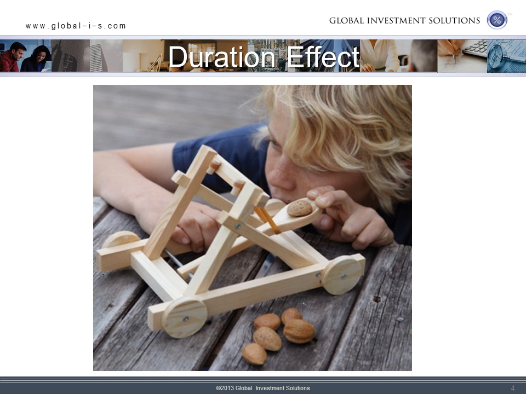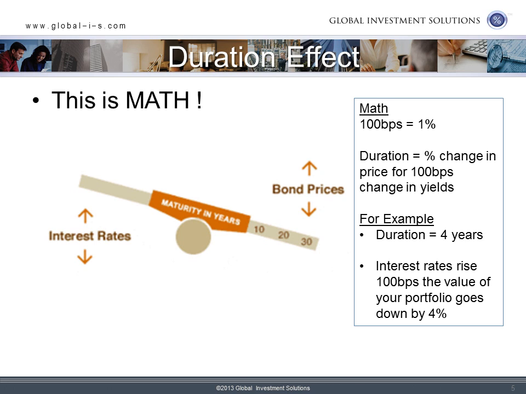And duration is a mathematical term that looks at the way of measuring the time to maturity of either a liability or a bond. As every kid knows, longer means further. In duration, longer means more effect. In this catapult, a longer arm would mean the walnut goes further. We need to understand duration effect. This is math. This is not an opinion. This is how the pricing of a bond works.